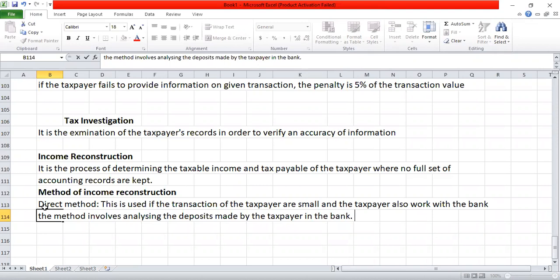So any deposit a taxpayer made in the bank indicates an income. I'm not saying that a debit represents an expense. For a debit, you need to establish whether it is an allowed or not allowed debit. But any deposit, unless the taxpayer disproves that, represents an income. And from that, you can establish the incomes and then determine the tax.